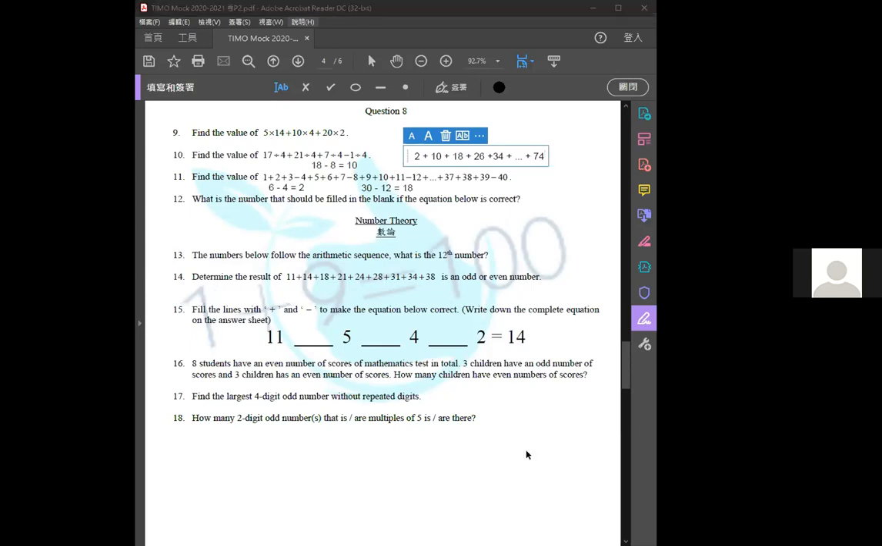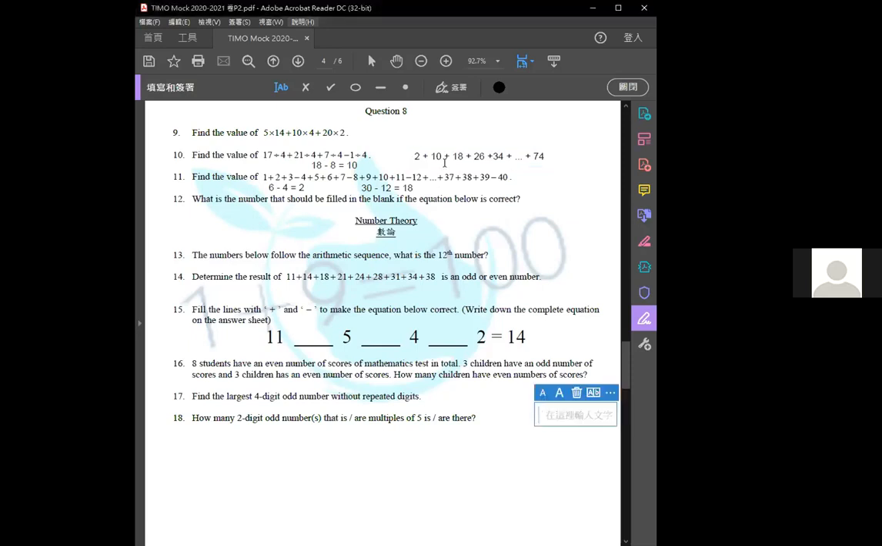So when we know that it's 2 plus 10 plus 18 plus 36 plus 34 plus 74, maybe I should write the whole thing. It might be much clearer here. I'll write down all the numbers here. There's something I want to show you.